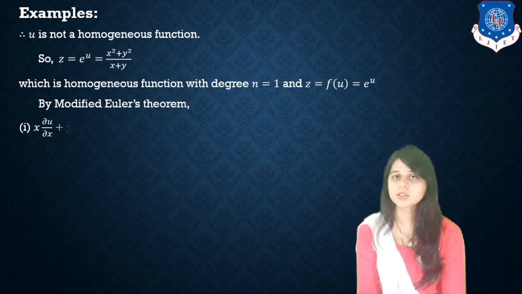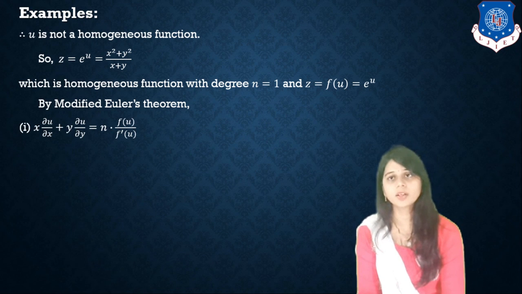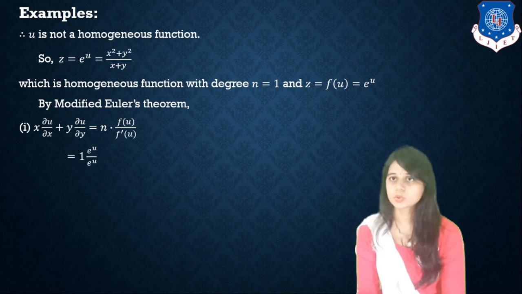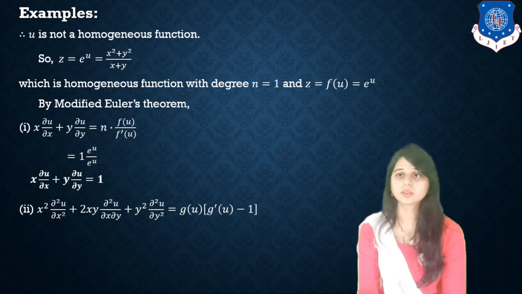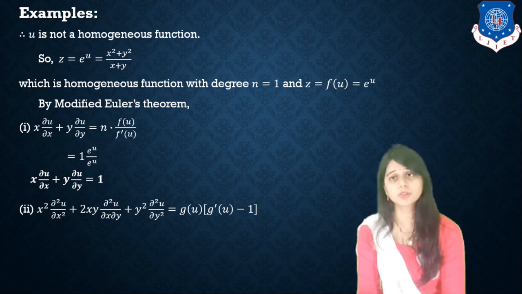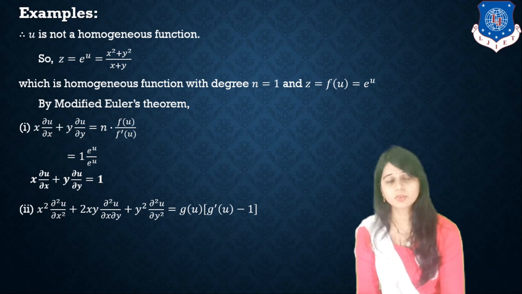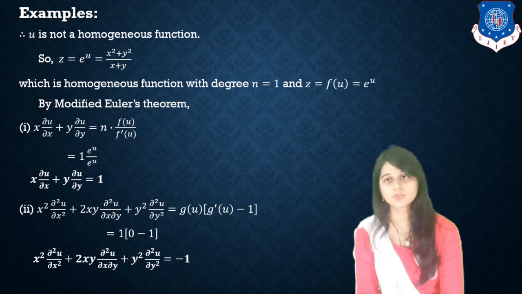So by the modified Euler theorem, x del u by del x plus y del u by del y equal to n f of u upon f dash u, n equal to 1, f of u is e raised to u, f dash u is e raised to u. So we get only 1. Hence, first result is proved: x del u by del x plus y del u by del y equal to 1. For the second result, x square del square u by del x square plus 2xy del square u by del x del y plus y square del square u by del y square equal to g of u into g dash u minus 1. What is our g of u? It is 1 and g dash u is 0, so 0 minus 1. So we get minus 1. Hence, the second result is also true.